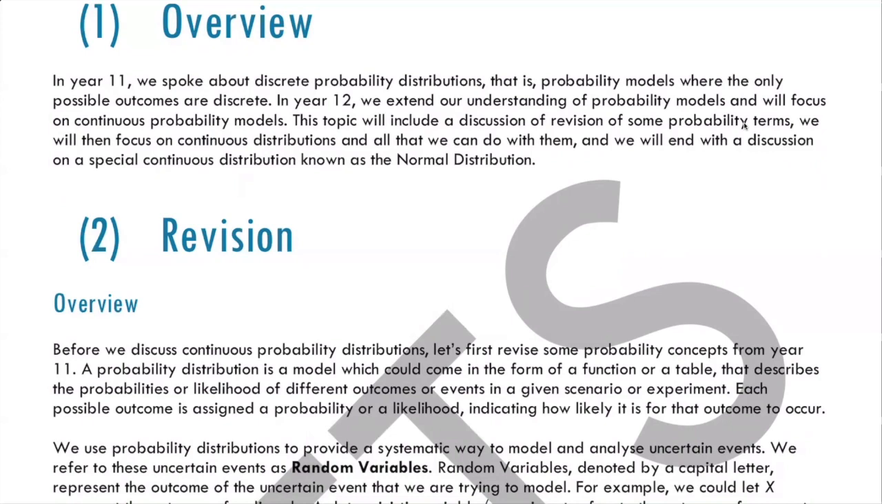Where in year 11 we dealt with rolling a die, having outcomes 1, 2, 3, 4, 5, 6, where the outcomes were discrete, in year 12 we're trying to model a continuous variable. Like someone's height, or the amount of time taken for something to happen, because height and time are continuous variables.